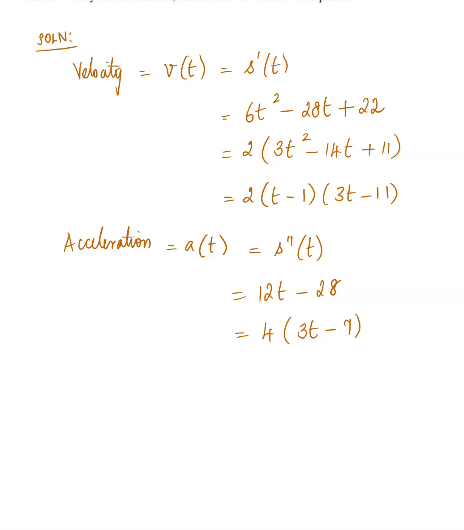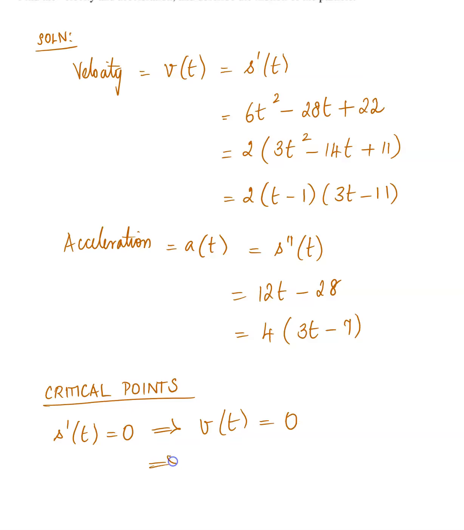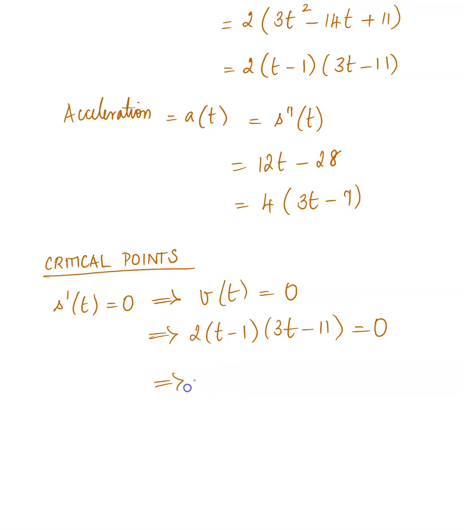The reason I had to factorize it is because we need to get the critical points, and then we will talk about the behavior of s, then the concavity and all that. So we're going to do all that in this problem. Critical points are found by setting the first derivative to 0. In this case, the first derivative is your velocity, so 2 times t minus 1 times 3t minus 11 equals 0. The factorized form is so handy now because it implies that either t is 1 or t is 11 over 3. Solve for t.